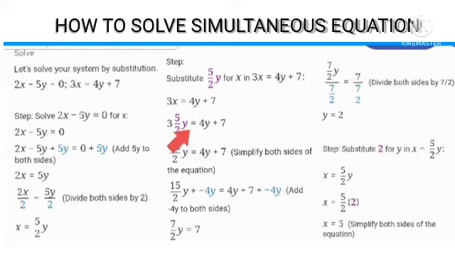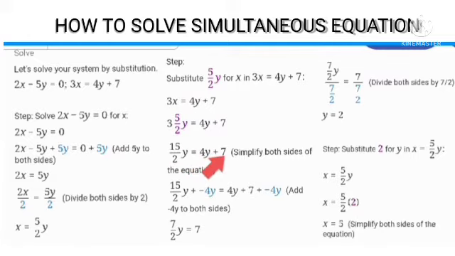Whenever you're trying to multiply a whole number and a fraction, we multiply the numerator by the numerator and the denominator by the denominator. For the 3, we have an invisible 1, which we are not going to bother about. The numerator is what is on top of the fraction, and the denominator is what is below. So when you multiply 3 times 5, that gives you 15, and 1 times 2 gives you 2. That's why we have 15 over 2y is equal to 4y plus 7.